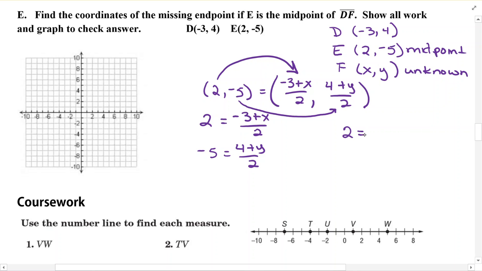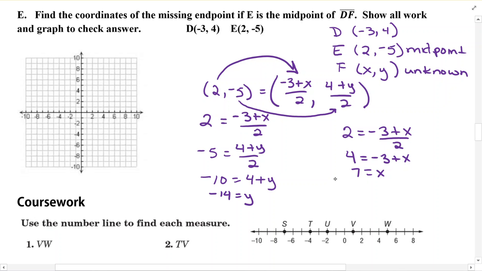Solving the first one, 2 equals -3 plus x divided by 2. Multiply both sides by 2. I have 4 equals -3 plus x, so 7 equals x. Solving the second one, -5 equals 4 plus y divided by 2. Multiply both sides by 2. I have -10 equals 4 plus y, so -14 equals y. So the point F is (7, -14).